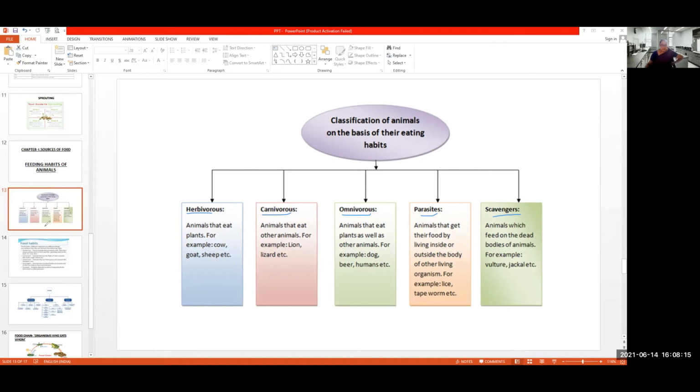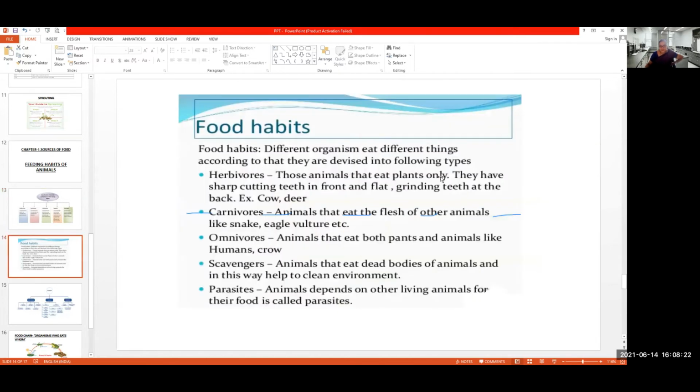Now, coming to the next slide. These are the definitions which I have given for the herbivorous, once again. Herbivorous have sharp cutting teeth in front and flat teeth. Carnivorous have sharp teeth. Omnivorous eat both plants and animals. Scavengers eat dead bodies of plants and animals, and in this way help to clean the environment. Parasites depend on other living organisms for their food.